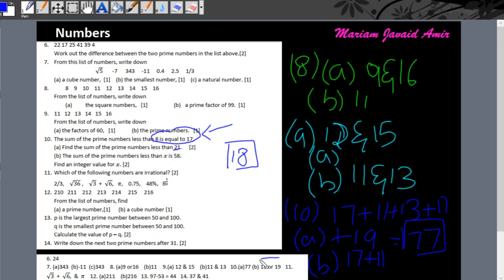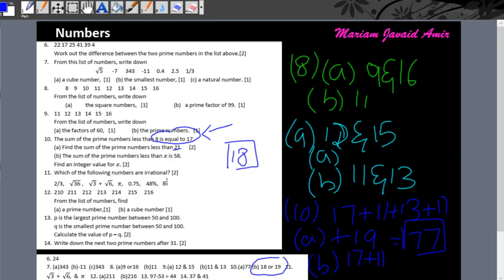Here they've also accepted 19 as the final answer, because 18 is not a prime number. If you sum up prime numbers lesser than 19, you'll still get 58. Okay.